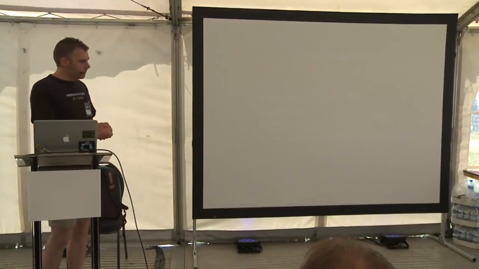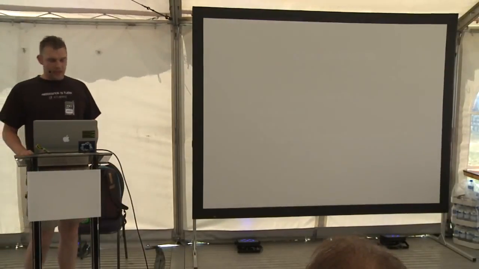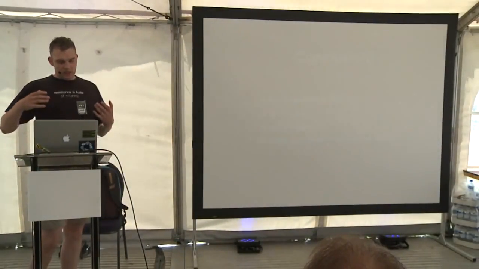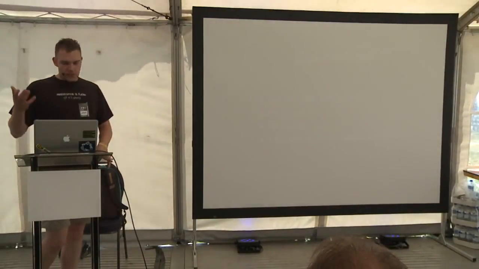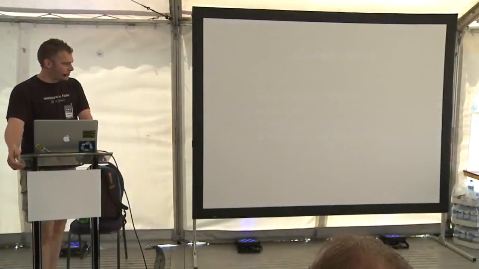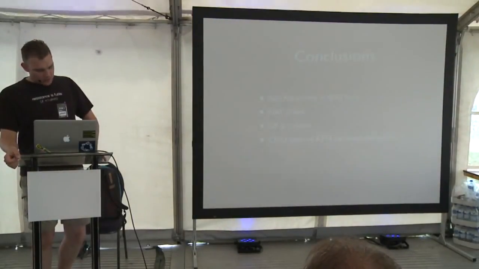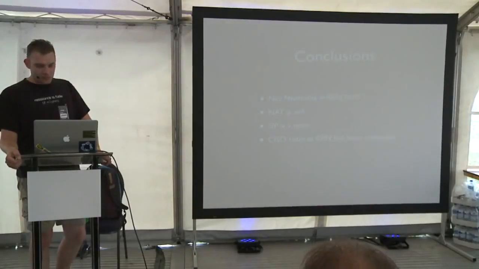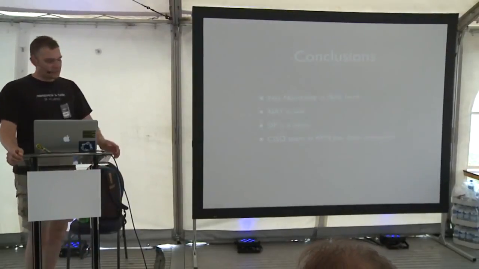The conclusions: net neutrality is really hard. It's a hard concept to explain why it's important, to explain why we need it, to explain what it is, and it's also hard to implement and criticize. This also reaffirms the point that NAT is evil, and it really should die. It also says that SIP is a mess.